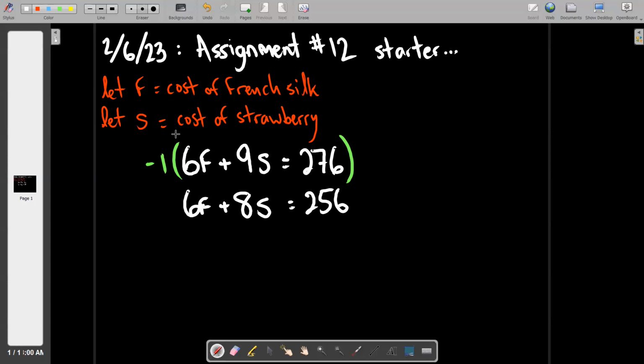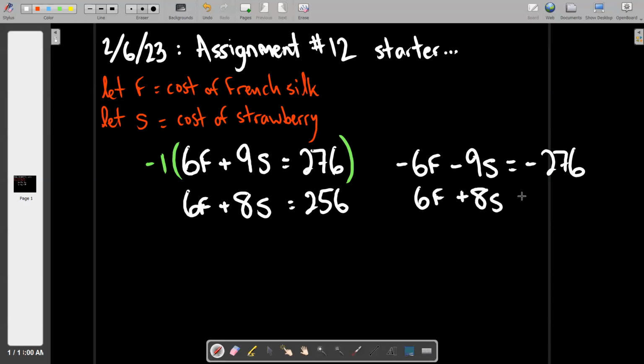And as I've said many times, rebuild the problem. Don't be a mad scientist expecting people to interpret your sketches, right? Be a communicator. So off to the right side, we have -6F minus 9S equals -276. And since we didn't do anything with the bottom equation, we'll just copy it across. So we have 6F plus 8S equals 256.